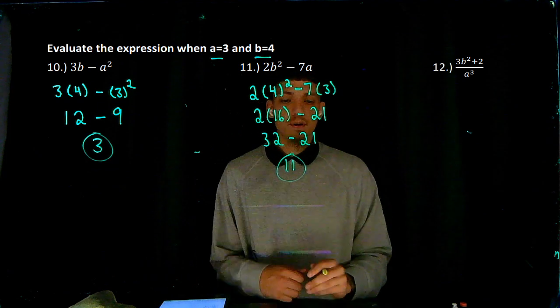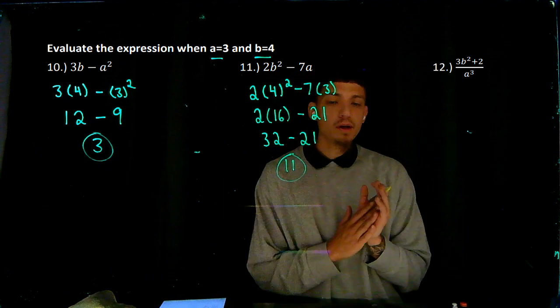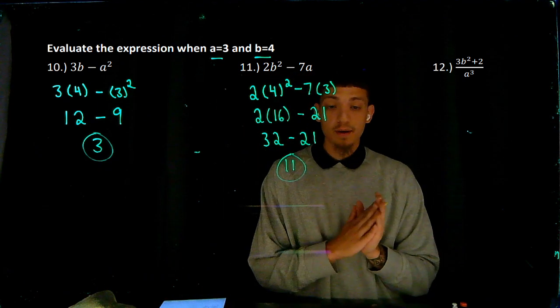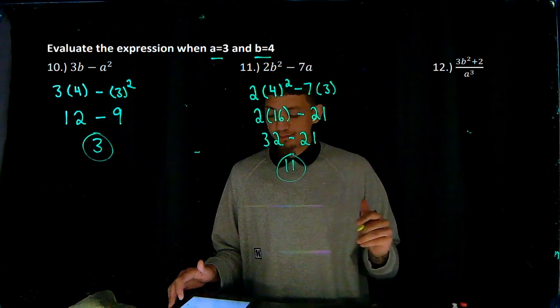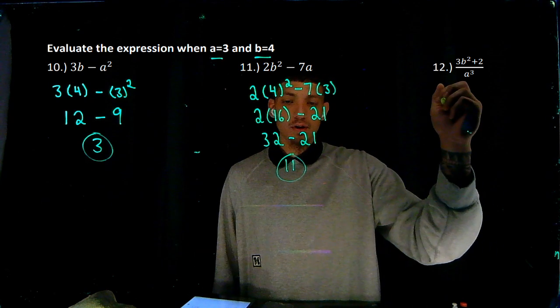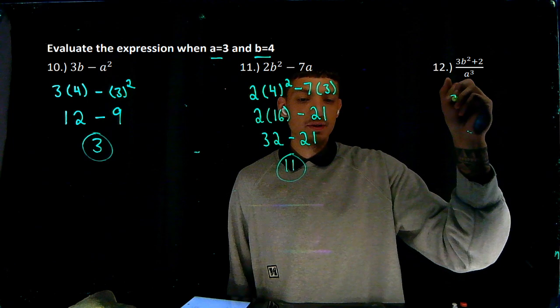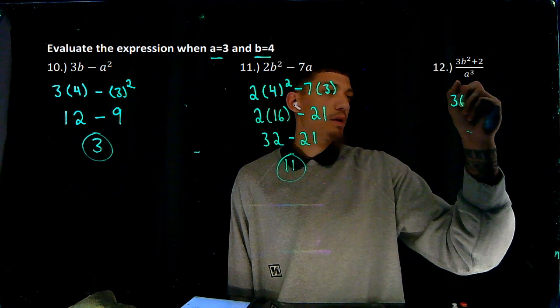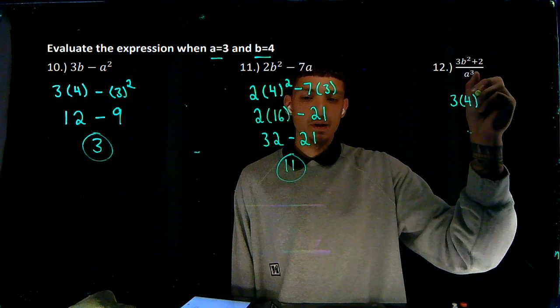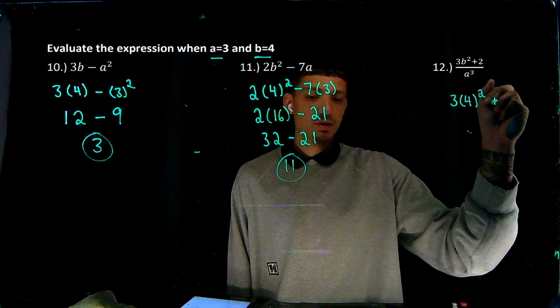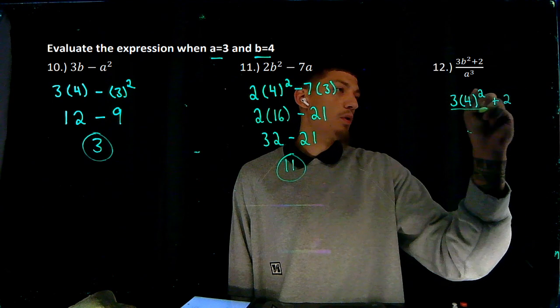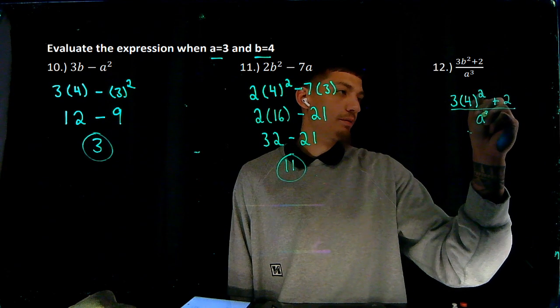Okay, number 12, 3b squared plus 2 over a to the 3rd power. So in this case, we know b is equal to 4, so we're going to replace b with 4. So 3 times 4 squared plus 2 over a to the 3rd.